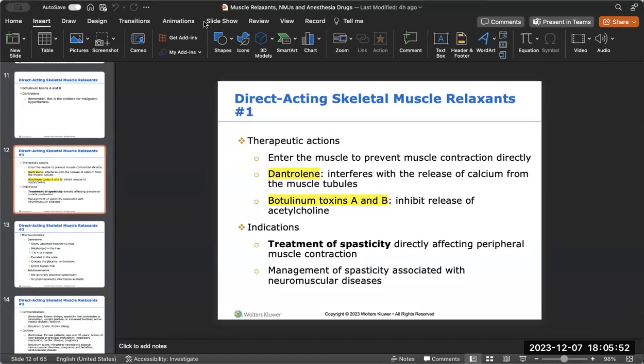So dantrolene interferes with the release of calcium from the muscles, because we need calcium to keep those muscles moving. Whereas those toxins inhibit the release of acetylcholine. Now, acetylcholine is one of the, not hormones, it's a neurotransmitter, right, that we see in that parasympathetic system. So if we inhibit the release of acetylcholine, we could also help reduce muscle spasticity, okay? And like I said, these treat spasticity in those muscles.